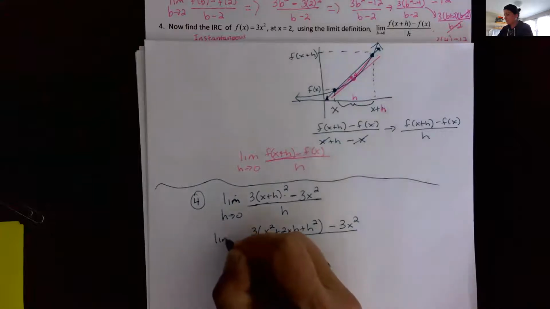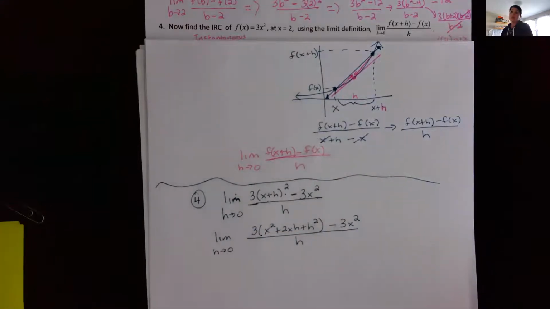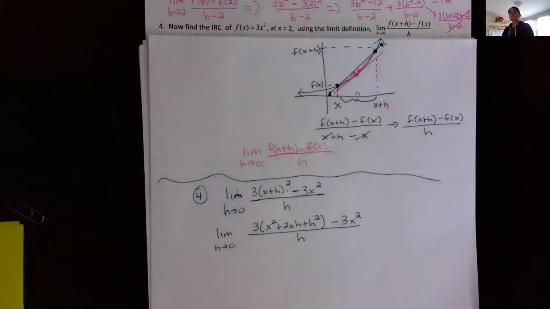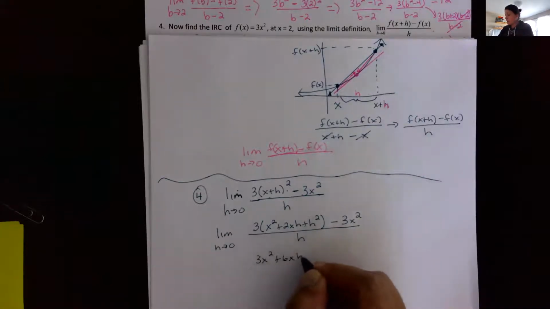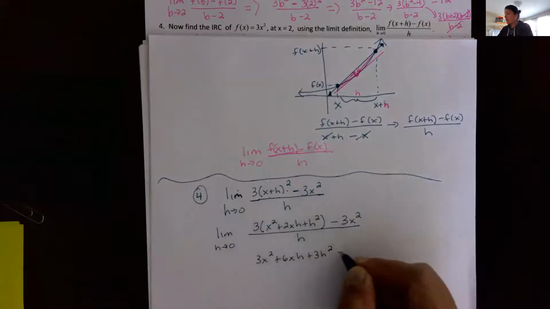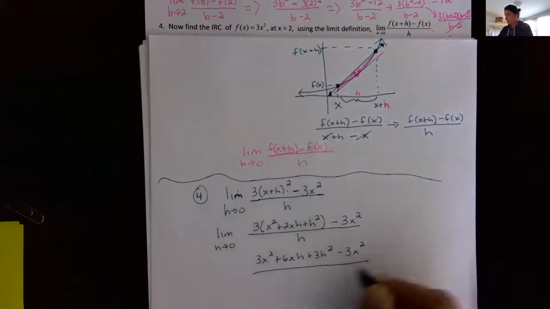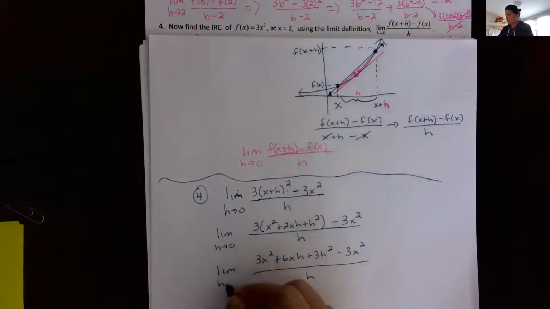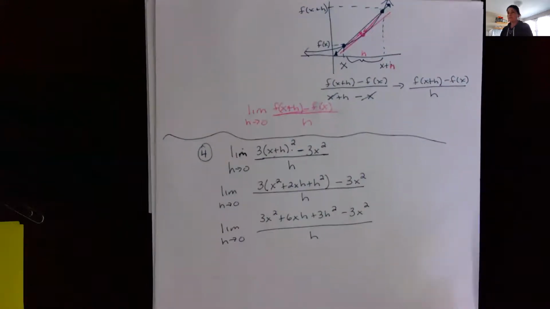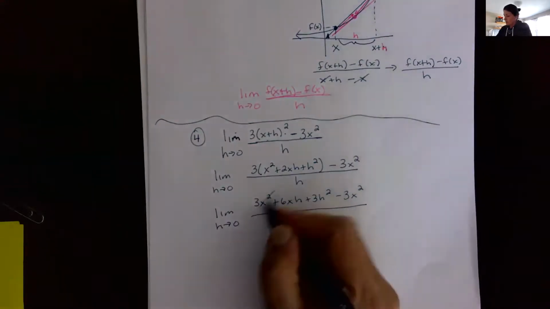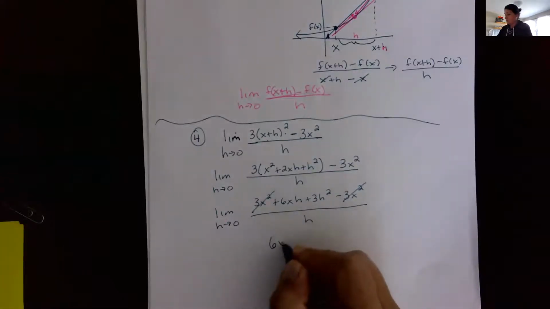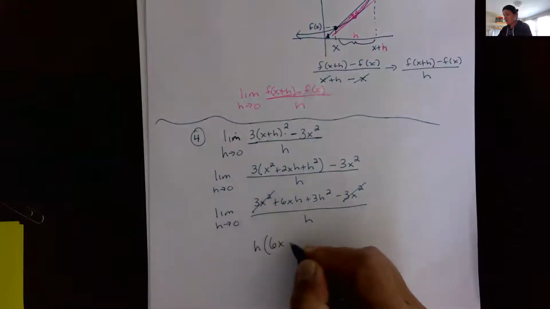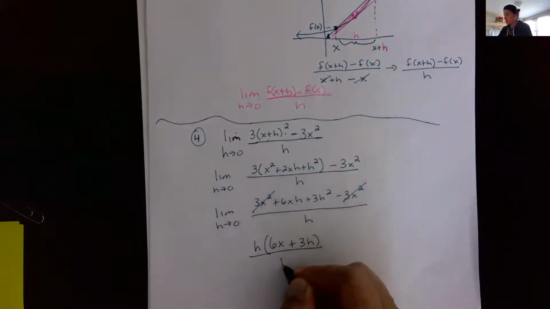Okay. My limit notation follows me as I do the problem. I haven't changed anything except the form that it's in. So I'm distributing 3x squared plus 6xh plus 3h squared minus 3x squared over h. And now I still can't plug in h being a 0. But I can do 2 steps at once here.